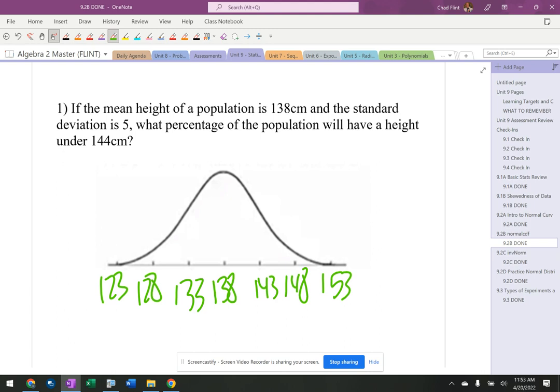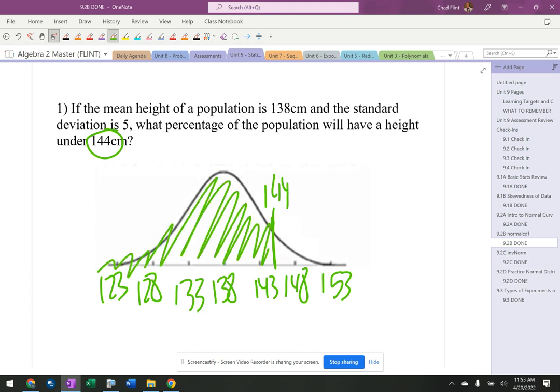Now, first thing, these numbers are probably not going to be right on any of the lines. I'm just going to estimate, and then I like to write it up at the top there, 144. What percentage is under? Okay, it's all of that. All right, so now what do I put into the calculator in terms of what I'm trying to figure out?